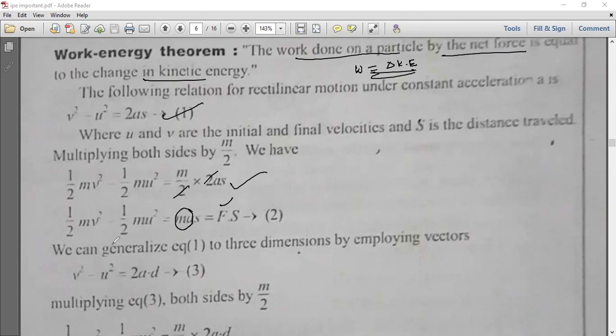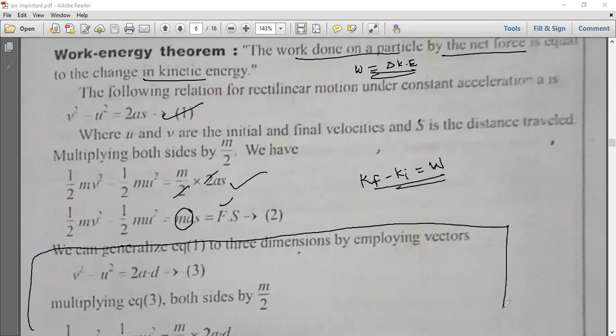So now this is half mv square, which is Kf, minus this, which is Ki, is equal to Fs, which is nothing but W. Till here only you write down. This below part is not necessary. We are again doing the same thing. Till here only you write. This is Kf minus this is Ki, and this is equal to W. Okay, understood? Till here is enough.